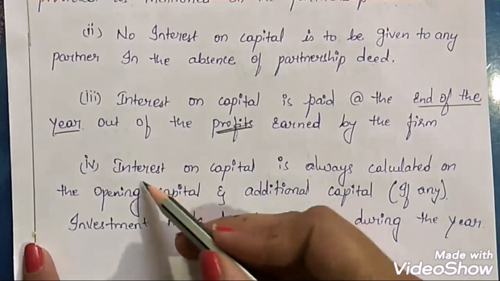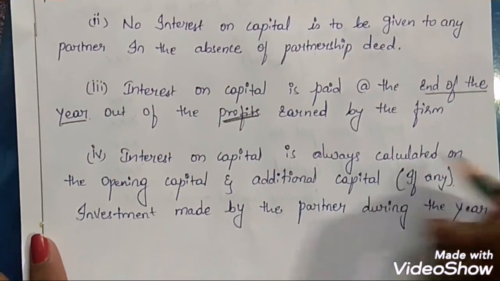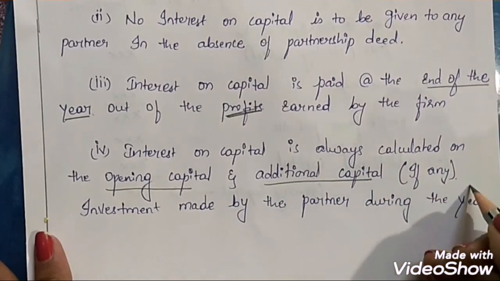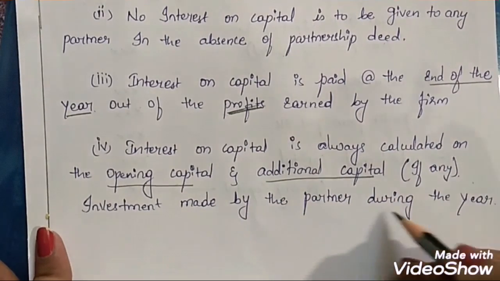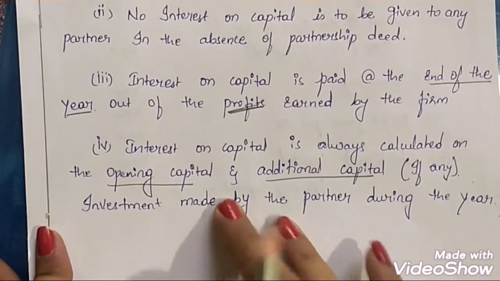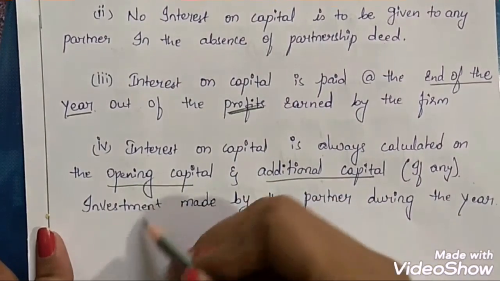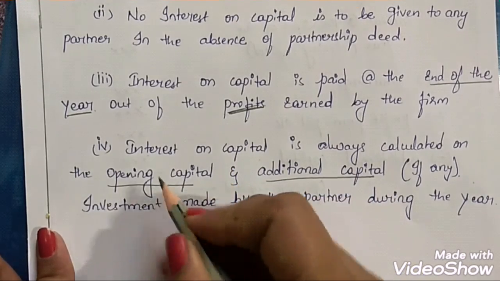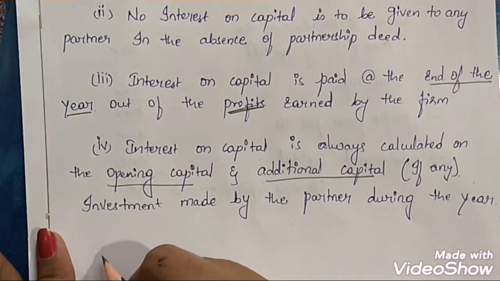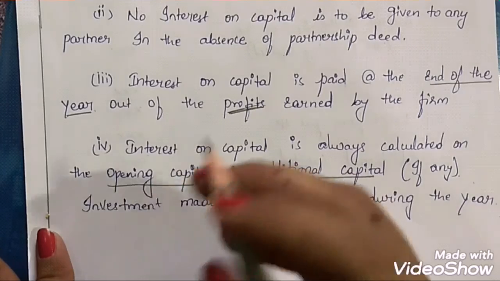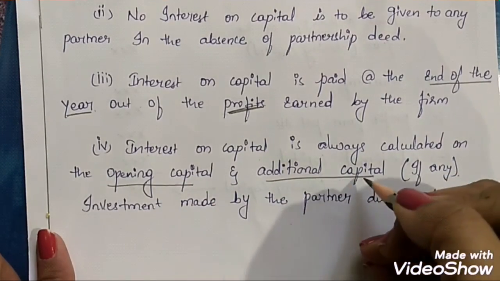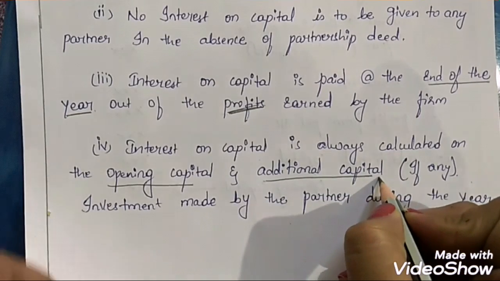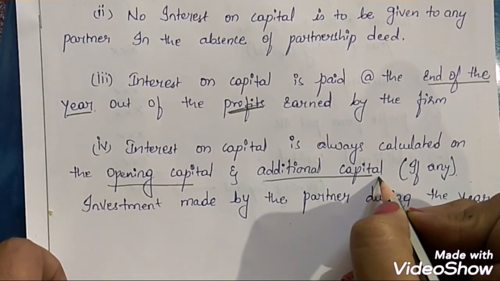Okay, next, interest on capital is always calculated on the opening capital and additional capital, if any, invested by the partner during the year. So we need to remember that interest on capital is always calculated on the opening capital. Okay, not on the closing capital, right? Along with opening capital, if there is additional capital invested by the partner, then even on that we need to calculate the interest on capital.